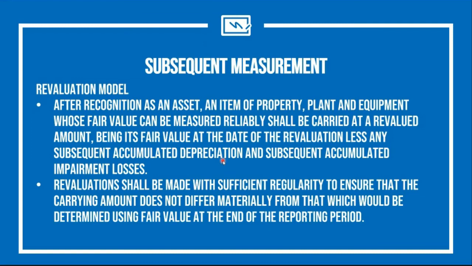For the revaluation model, however, what you're going to do is recognize the asset initially at cost, and then subsequently you look for the fair value that can be measured reliably, and it shall be carried at revalued amount, being its fair value at the date of revaluation, less any subsequent accumulated depreciation and subsequent accumulated impairment loss. So basically, the amount that we're trying to get in the revaluation model is the depreciated fair value. Okay, so you get the fair value and then you compute for any subsequent depreciation and impairment loss.